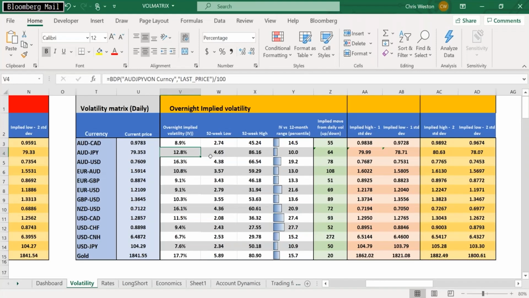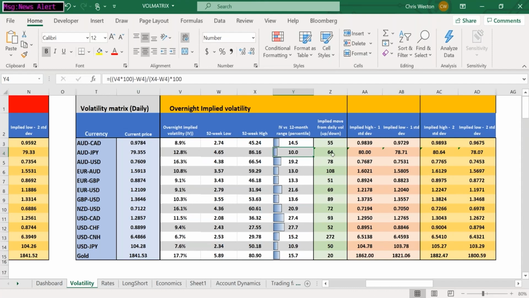But you can see there, if you put it into context, and this is how we do it, we like to put context on this. We look at percentile rank. Where is that 12.8 relative to this 52-week low and 52-week high? And you can see it's trading at the 10th percentile. So it's not particularly elevated, but again, that's been skewed by what we saw in March.